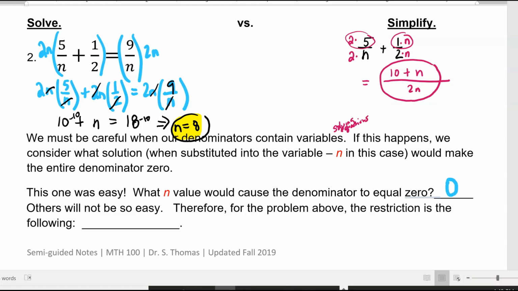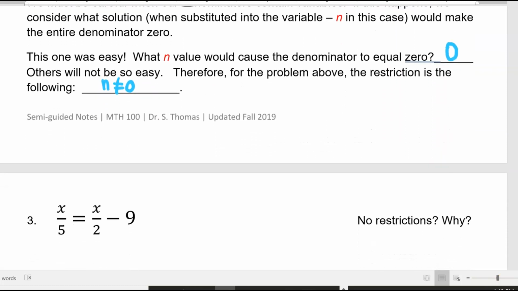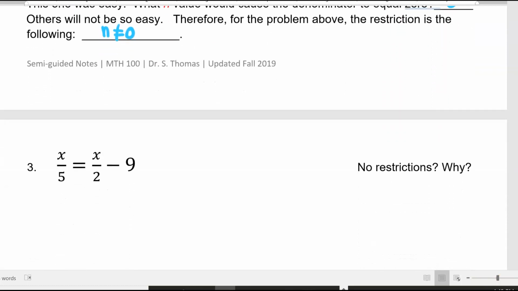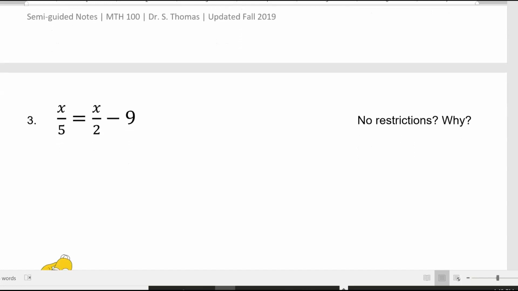Therefore, for the problem above, the restriction is the following. N cannot equal 0 for number 2. And we did get 0. We got n equals 8, so we are okay. Let's move on to number 3. Do we have a variable in the denominator? No. So we don't have to worry about restrictions.